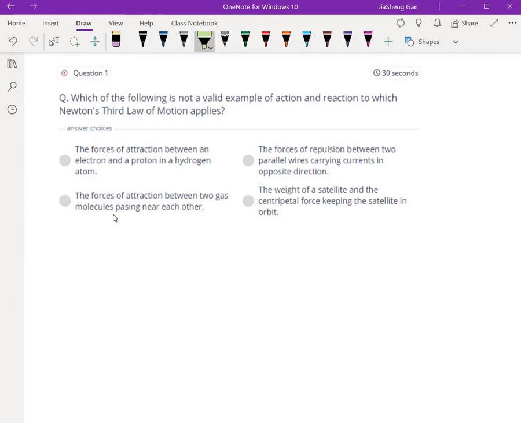Question 1 asks which of the following is not a valid example of action and reaction to which Newton's third law of motion applies. For this kind of question, we need to understand action and reaction and Newton's third law.